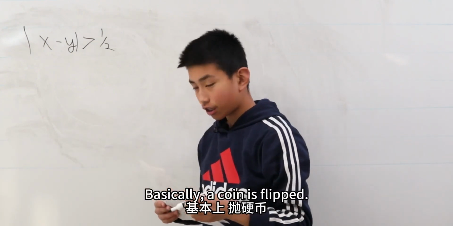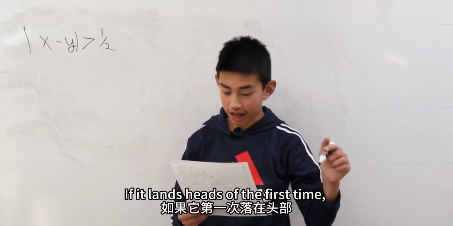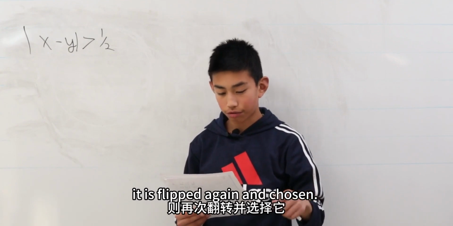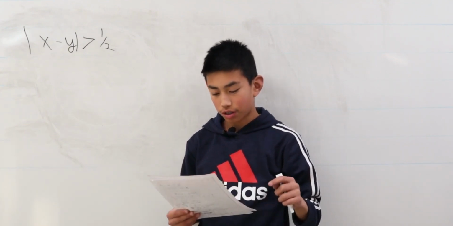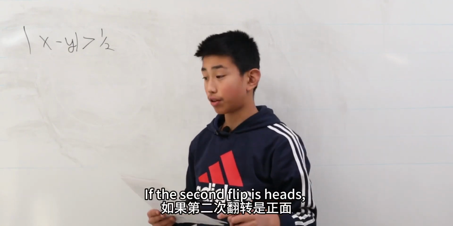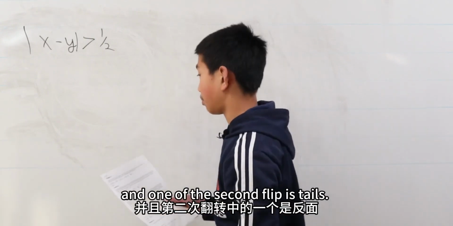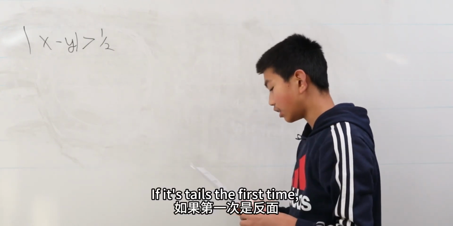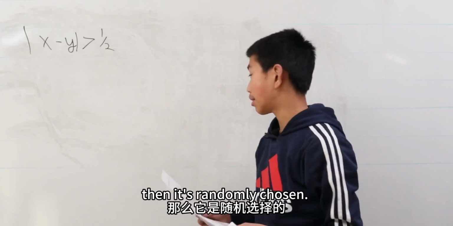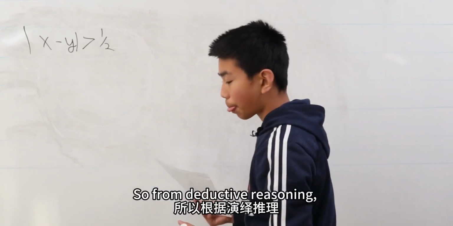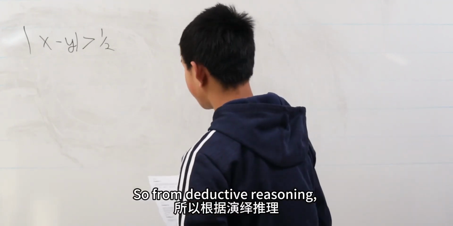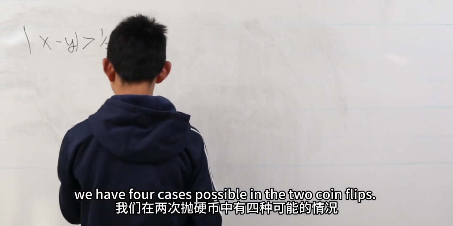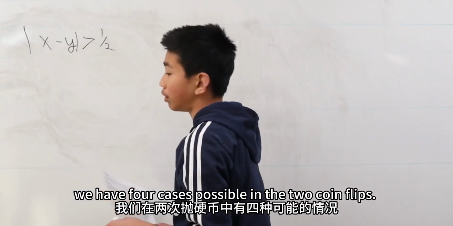So basically, a coin is flipped. If it lands heads the first time, it is flipped again and chosen 0 if the second flip is heads and 1 if the second flip is tails. If it's tails the first time, then it's randomly chosen. So, from deductive reasoning, we have 4 cases possible in the 2 coin flips.